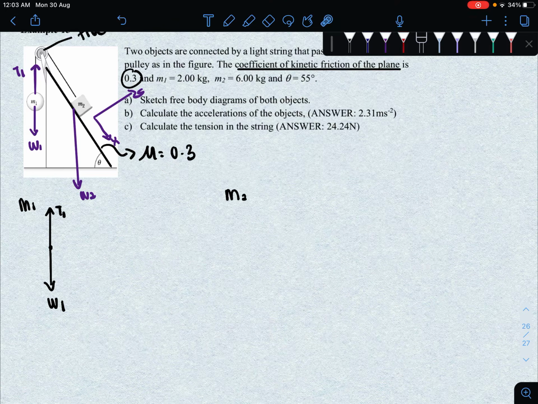And then it is sitting on a surface, dia tengah duduk pada permukaan, so dia akan experience normal force which is perpendicular to the surface, kena 90 darjah. So we're going to draw a normal force here which is perpendicular to the surface. And then this surface yang dia tengah duduk mempunyai friction. So kita akan ada friction. Untuk tengok direction of friction, kita tengok dulu. Dia cakap kinetic friction, maksudnya the object is going to move. So kita nak tengok arah mana objek kita, M2 ini akan bergerak.